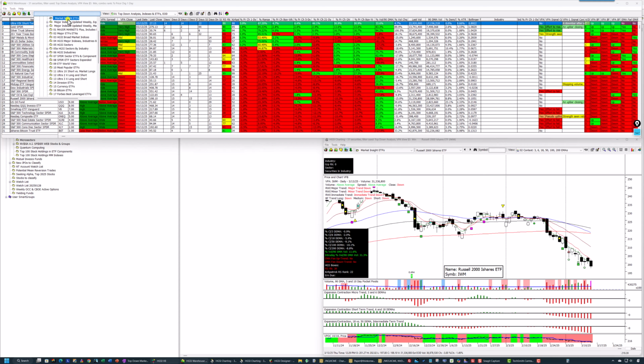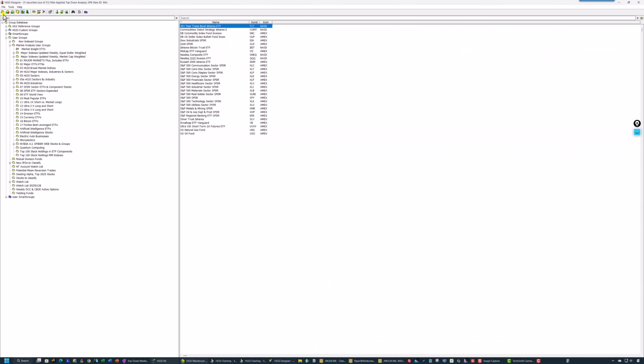Now I'm going to go down from Market Insights. I'm going to drop down to Major Indexes Updated. I use the equal dollar weighted. I have both market cap weighted and equal dollar weighted. I'm doing them two different ways. There is some difference, but most people seem to use equal dollar weighting, so that's what I'm doing. And then these are the indexes that I have in here.